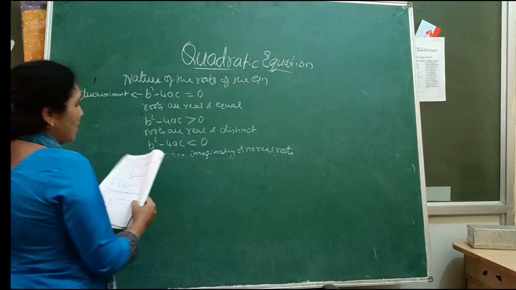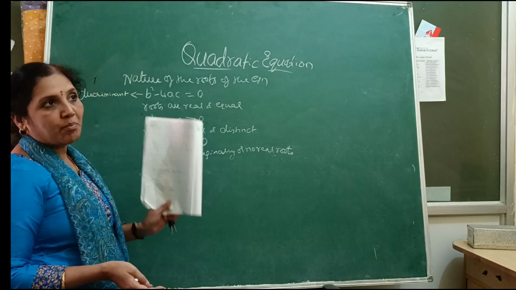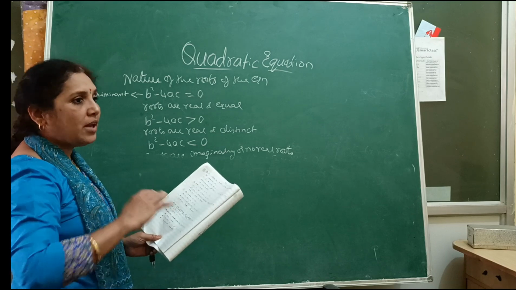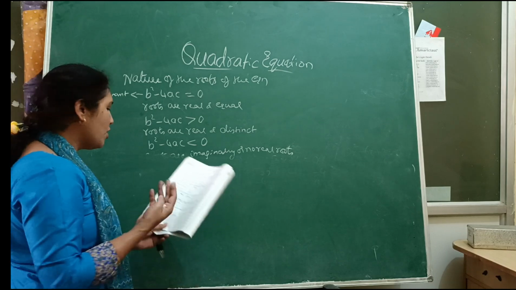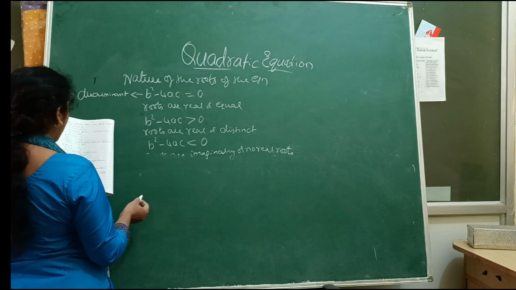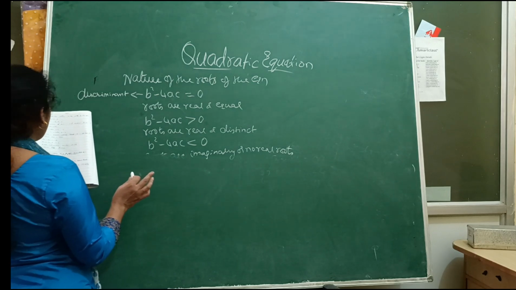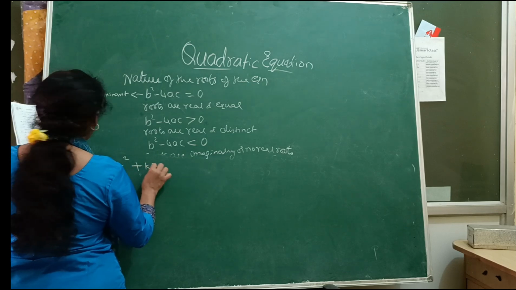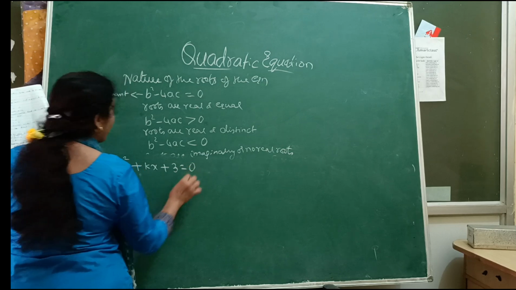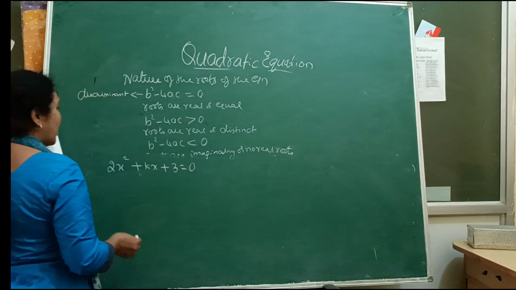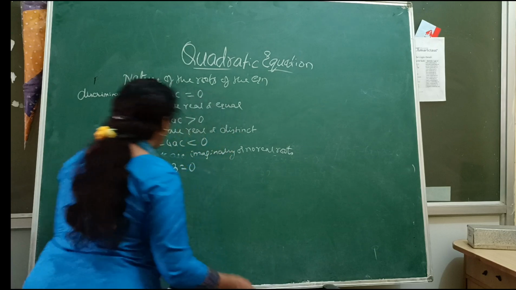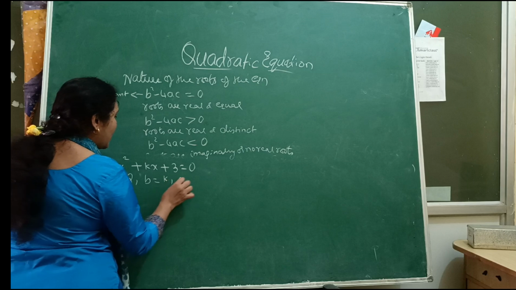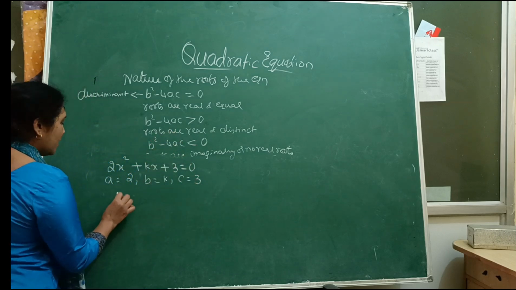Find the values of k. Actually this question is also the most repeated question. Sometimes in midterm, also in many question papers and final exam question papers, you will find this question. Find the value of k so that they have two equal roots. So 2x square plus kx plus 3 equal to 0. You have to find the value of k, and they have given that they have equal roots. Let me write down. A is equal to 2, b is equal to k, c is equal to 3.